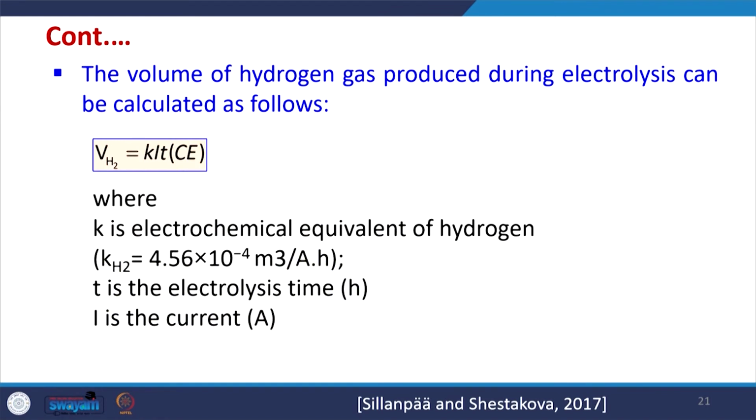Now, we can also perform some calculations of how much volume of hydrogen gas is getting produced during electrolysis. That can be calculated using this particular equation, where C is the current efficiency, as this formula was given earlier as well. K is the electrochemical equivalent of hydrogen, which is given here as 4.56 × 10^-4 cubic meter per ampere hour. T is the electrolysis time and I is the current.